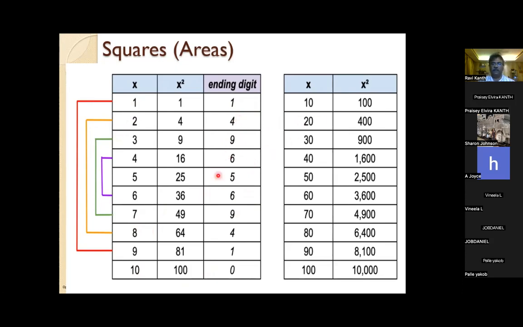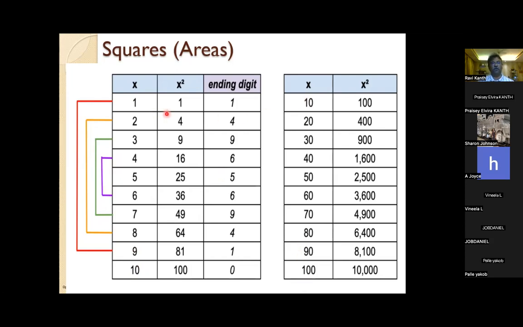Now look at 10. Always in mathematics, when the number is big, don't worry about the number. If you know 10 into 10 is 100, and 100 into 100 is 10,000, you add zeros only. 10 square is 100, so you put 2 zeros. 10 cube is 1 followed by 3 zeros. 10 to the power of 5 is 1 followed by 5 zeros. So don't worry about big numbers.